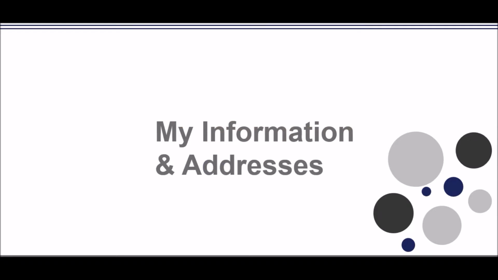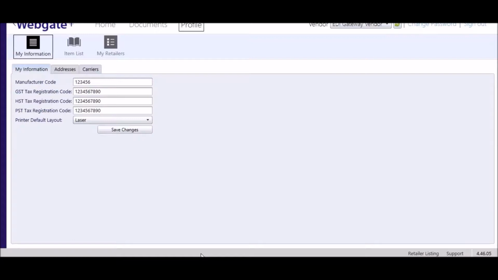We will now discuss the My Information and Addresses tabs. There are 3 tabs here: My Information, Item List, and My Retailers. The only tabs you need to click on are My Information and My Retailers. Let's first fill in the My Information tab.